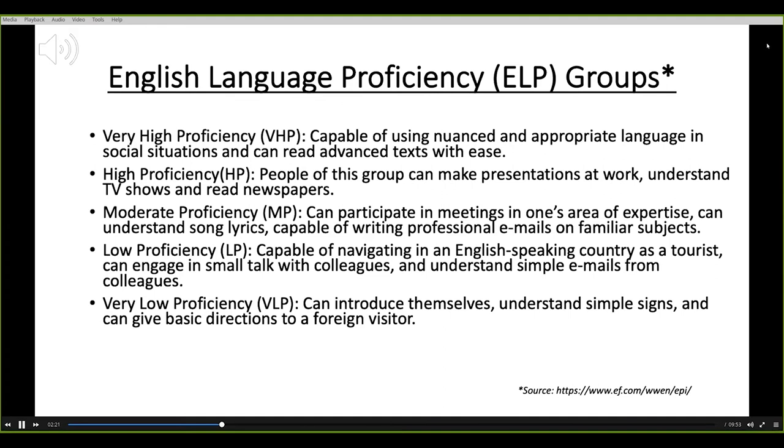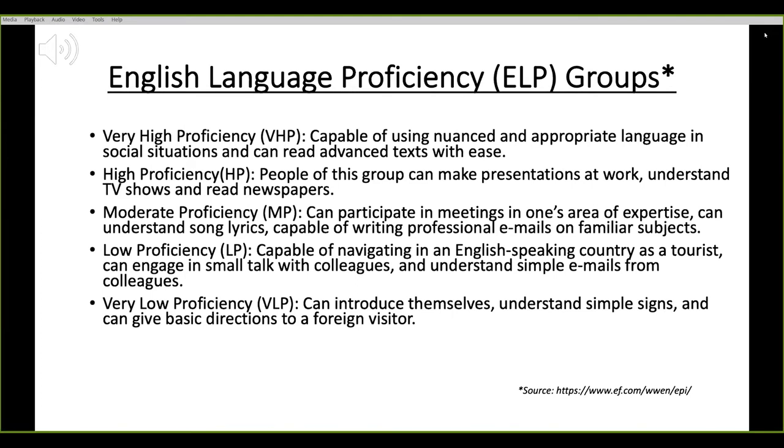In this study, we consider five English language proficiency groups. The groups are selected based on the categorization of EF Education First, which is an English language training organization. Based on their categorization, the very high proficiency group represents users who are capable of using nuanced and appropriate language in social situations and can read advanced text with ease. The high proficiency group represents people who can understand TV shows, present their work, or read newspapers. The moderate proficiency group represents people who can participate in meetings in one's areas of expertise, can understand song lyrics, and can write professional emails.